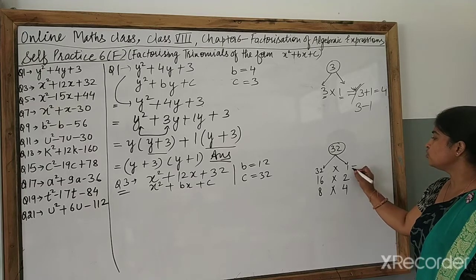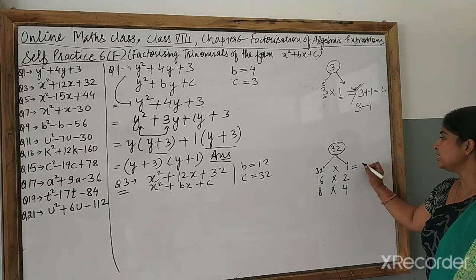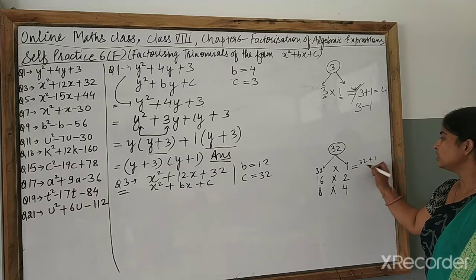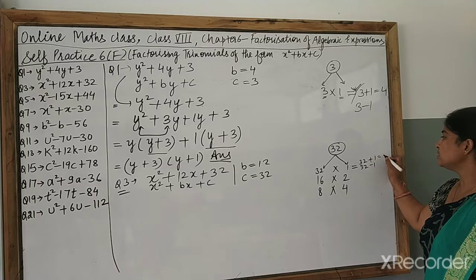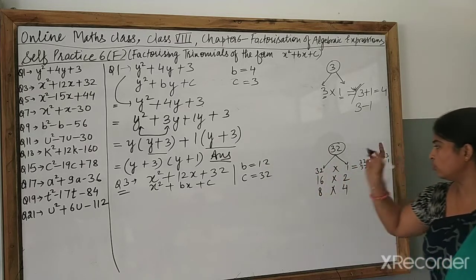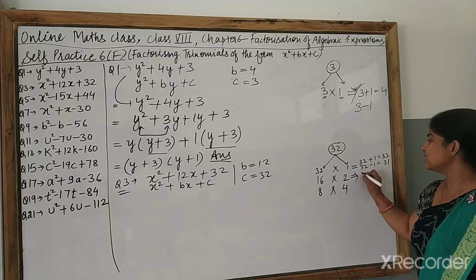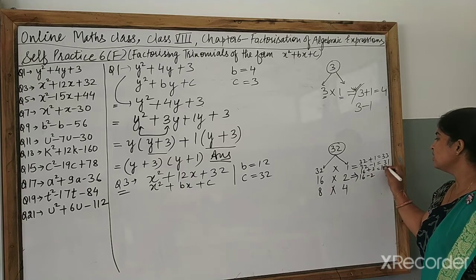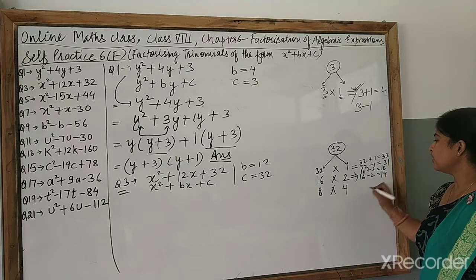Now here also we will do the same thing. 32 plus 1 or 32 minus 1, both are giving you 33 and 31. But we need 12. Okay, we cannot take that. 16 plus 2, 16 minus 2, what is it giving? 18 and this is giving you 14.